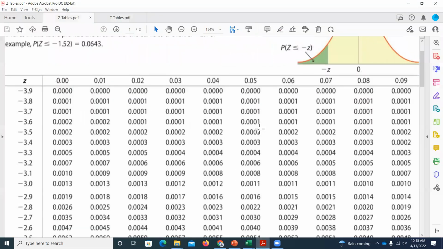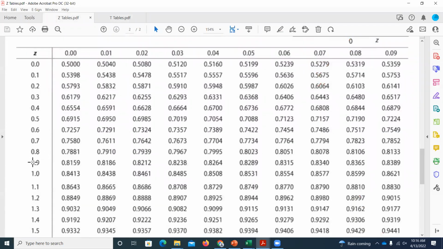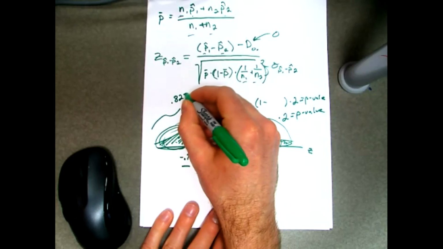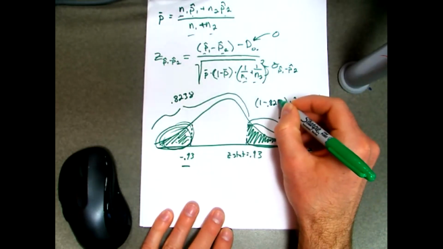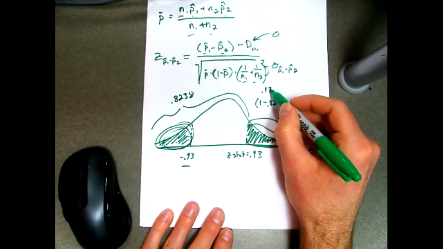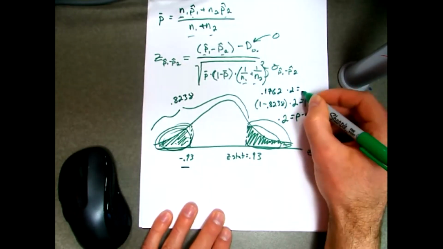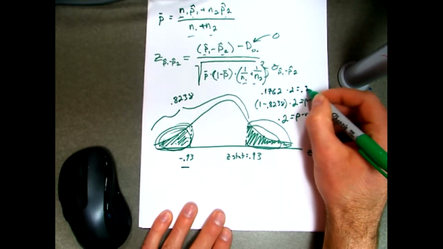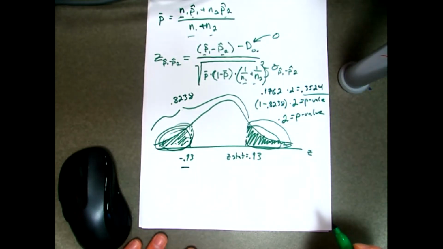Look up that 0.93. So 0.93, 0.8238. Subtracting that from 1 gives me 0.1762. And then multiply that by 2, I get 0.3524. That would be my total p-value.